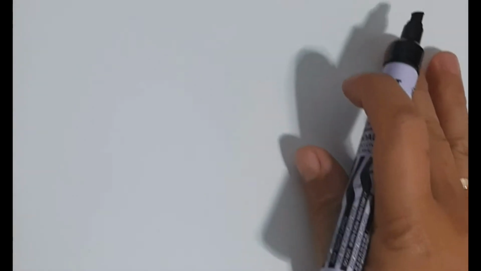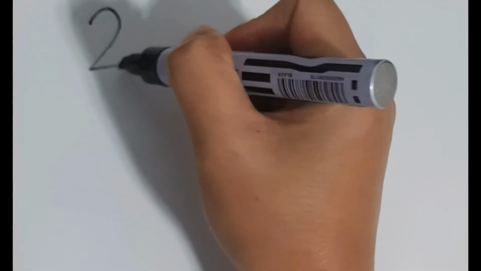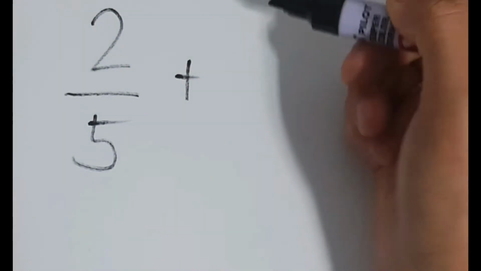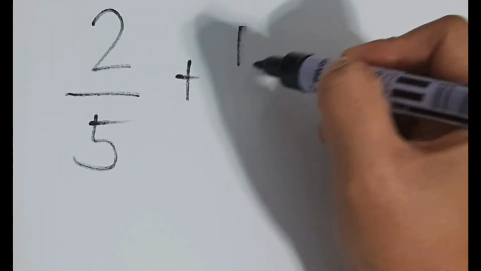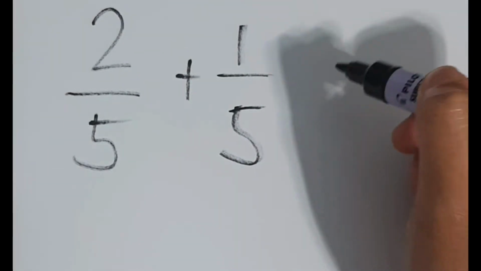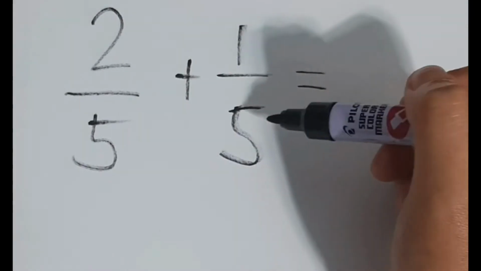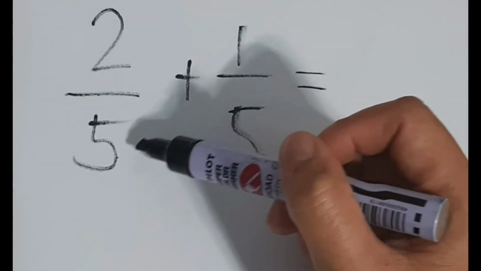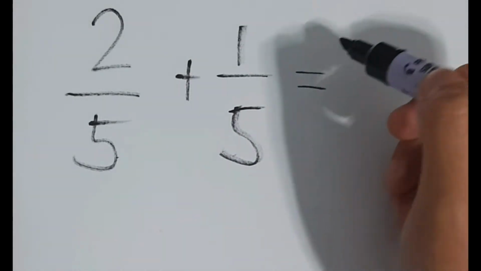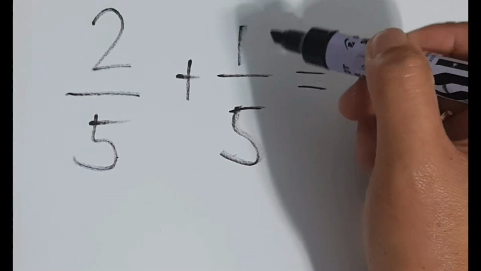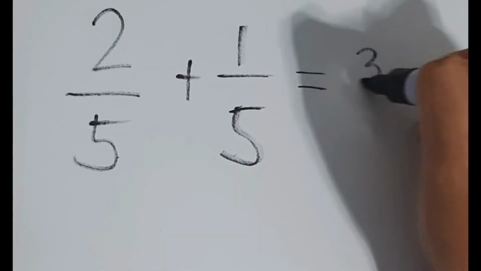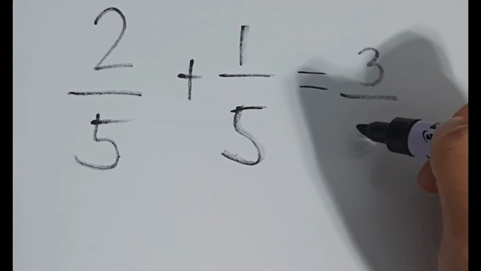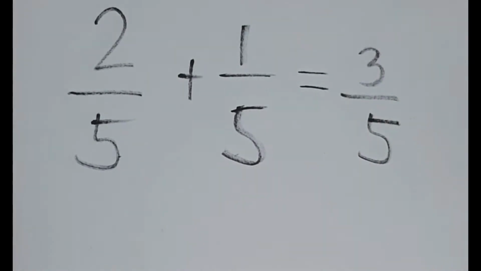Ngayon, ipapakita ko sa inyo kung paano ang pag-add ng similar fractions. Example, 2/5 plus 1/5. So, tinawag silang similar fractions because they have common denominator. So, parehas sila ng denominator. So, just add the numerator. So, 2 plus 1 equals 3. And copy the denominator. So, ganyan lang kasimple ang pag-add ng similar fractions.